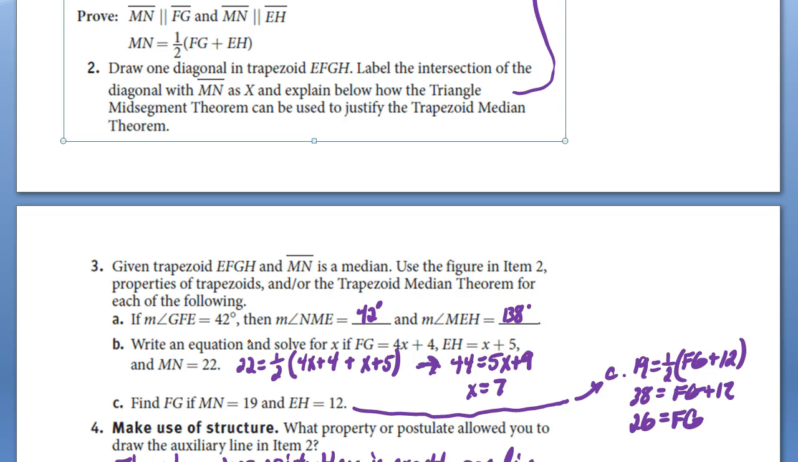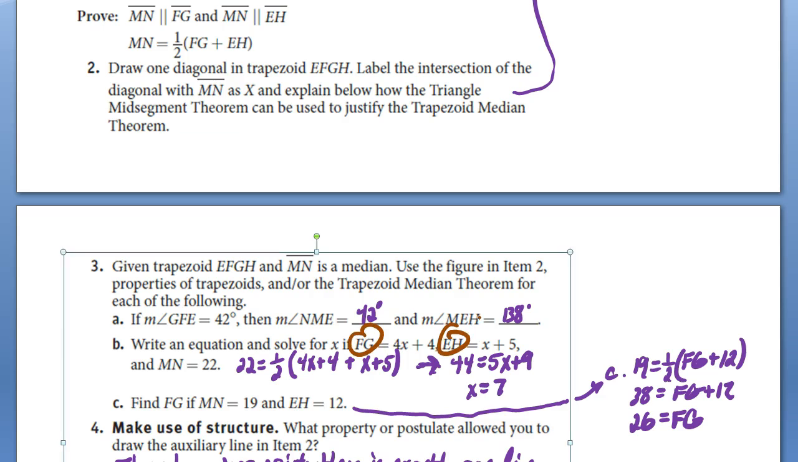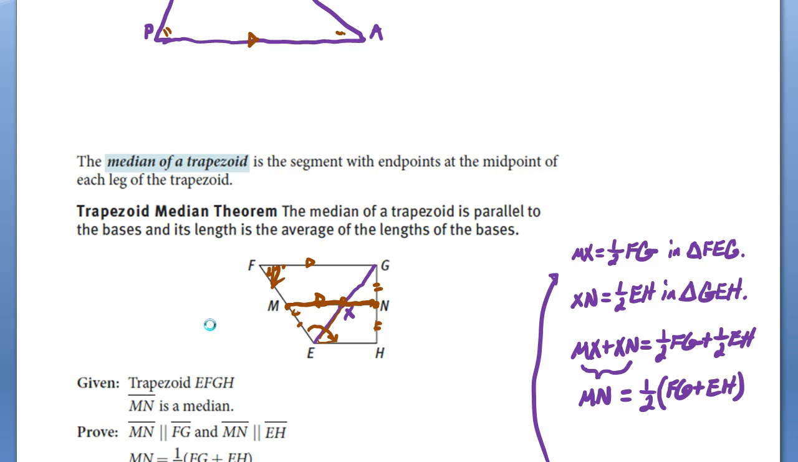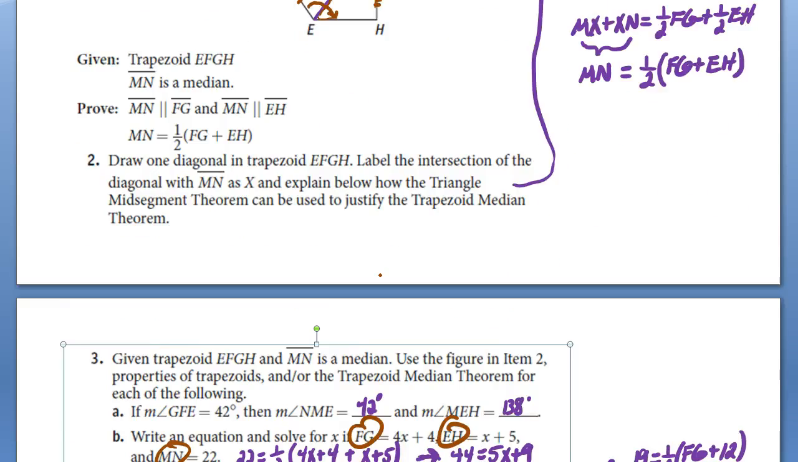Question B, write an equation and solve for x if we have an expression for FG, for EH, and for MN. Looking at that drawing, FG is one of the bases, EH is one of the bases, and MN is the median. So it was that trapezoid median theorem that we would use as the relationship, that MN is equal to half the sum of the bases.